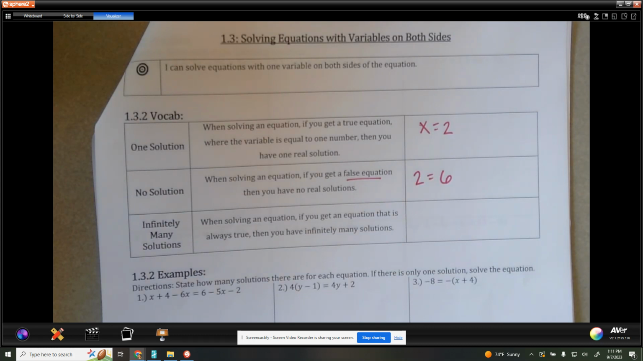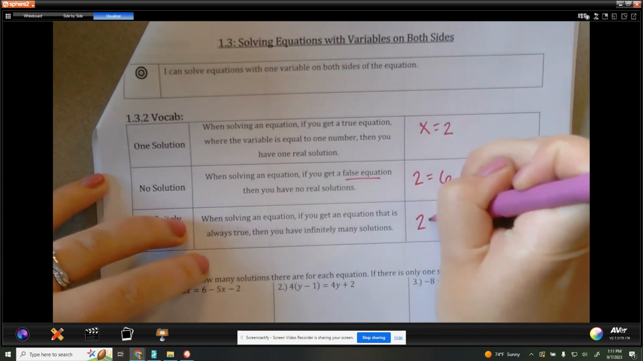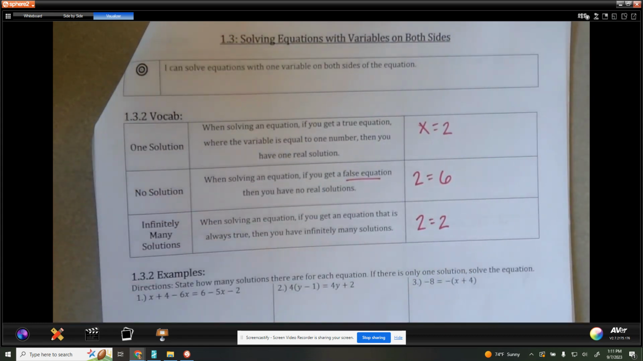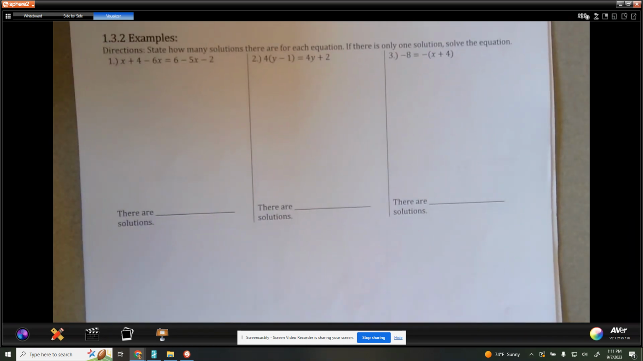And then you write infinitely many solutions when solving for an equation that is always true. For example, 2 equals 2. That is always true. So that has infinitely many solutions. So these are the types that we're going to focus on today. And solving will be kind of the same as normal. So you guys might be flying through this, but we just have these special cases to take care of. So let's get started.